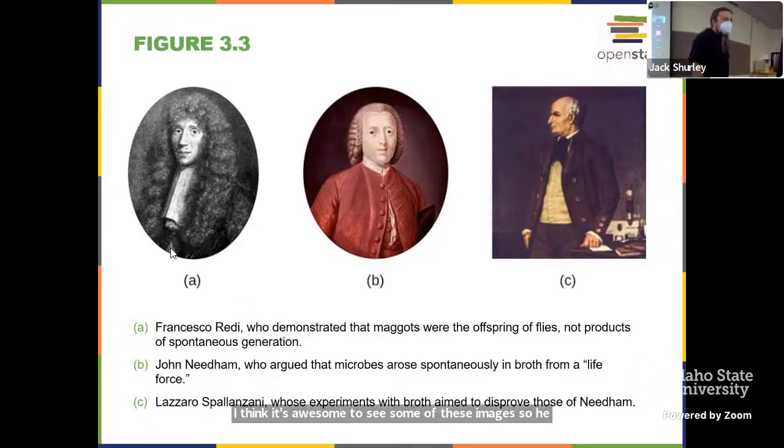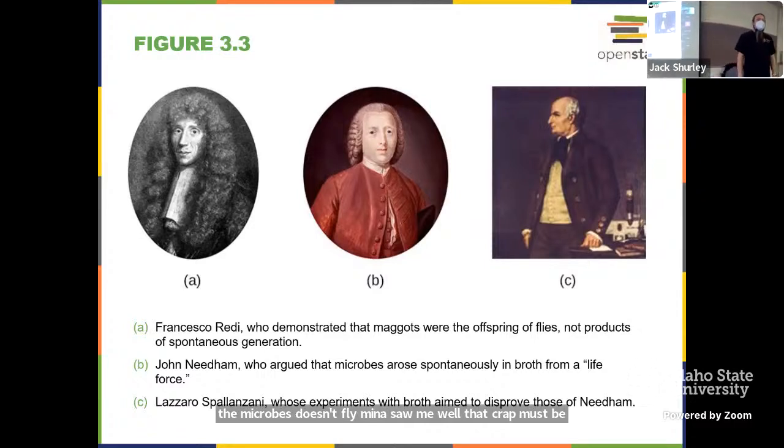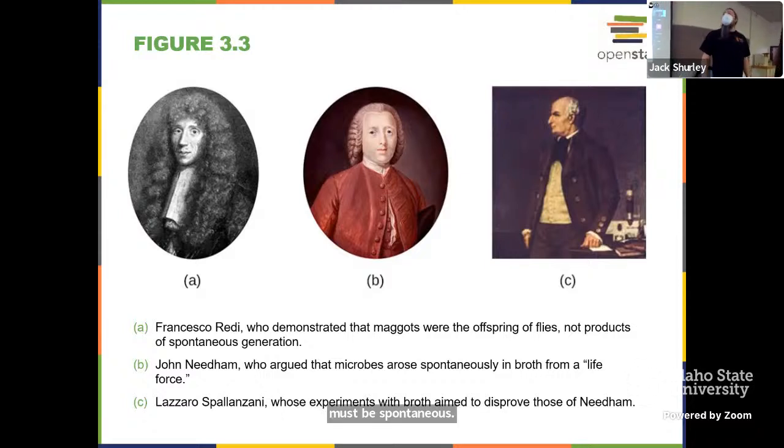It's not spontaneous, all right? Needham over here, he argues that the microbes, the sliminess on the meat, well, that must be spontaneous, all right? That's got to be some life force that's generating it, right? Not, as we know, bacteria that's already there.